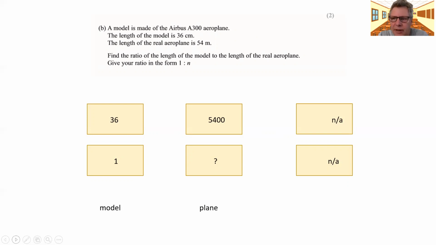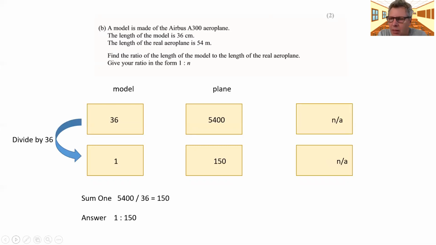And we know that 1 meter is 100 centimeters. So our 54 we turn into 5,400. Then turning 36 into 1 is dead easy. We divide by 36. So 1 bit is worth 36. So how many bits have we got on the other side? We do a divide by 36. So do you see what we're doing to one number, we have to do to the other numbers. And 5,400 divided by 36 is 150. So the answer is 1 to 150.